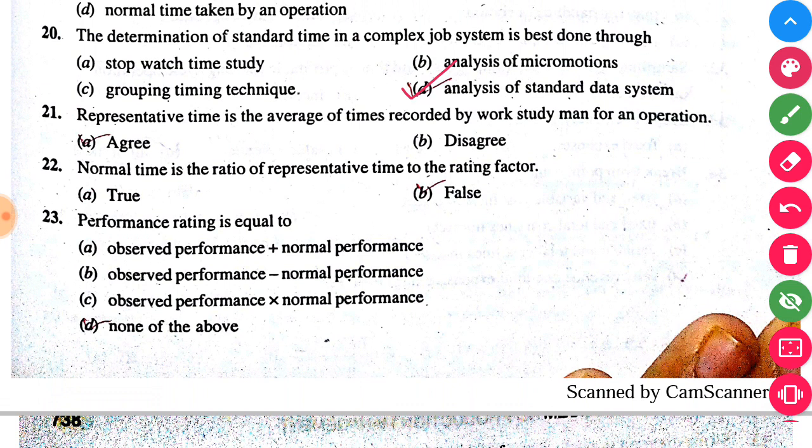21st question: representative time is the average time recorded by the work study man for an operation. Yes, it's right. The normal time is the ratio of representative time to the rating factor. No, it's false. The performance rating is equal to, so what is the performance rating? These three are false.